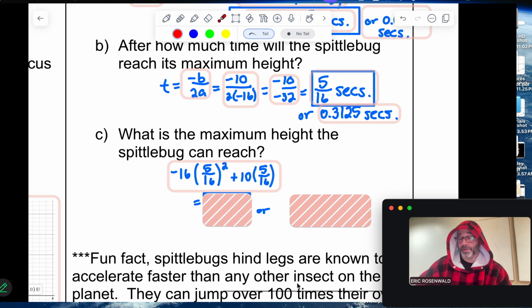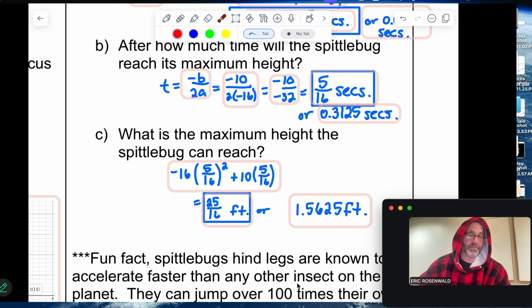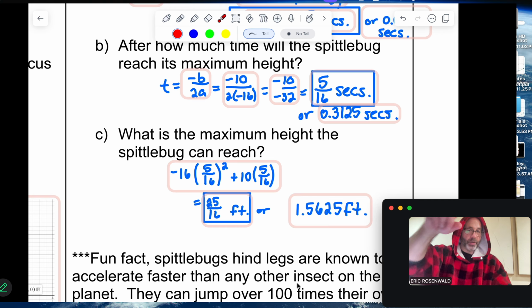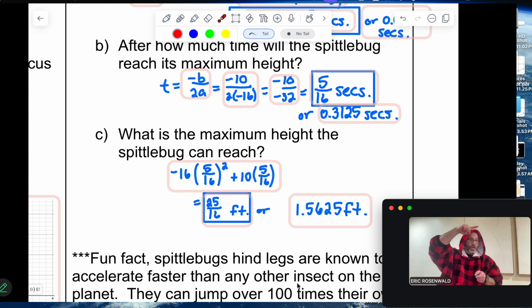Well, what is the maximum height? Let's take that 5/16 and plug it into the equation, and we'll get a maximum height of 25 over 16, or 1.5625 feet. So again, think about this. Do you see this tiny speck right here? That means it's going 1.5 feet. So to put that into perspective, 1.5 feet is all the way up here. This is a foot. I'm going to back up a little bit. 1.5 feet is about right here. So that little tiny bug could jump from this spot all the way up here. It's this big, but it could jump that high, which is crazy.